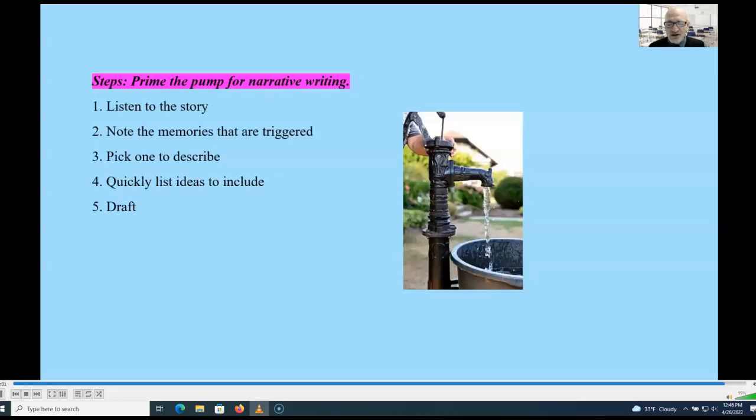Students listen to the story. You say, as you're listening, think about things that you think of, what you associate. And I've used this with first grade through graduate school. Students note the memories that are triggered. They pick one idea to describe. And ideas always beget more ideas.